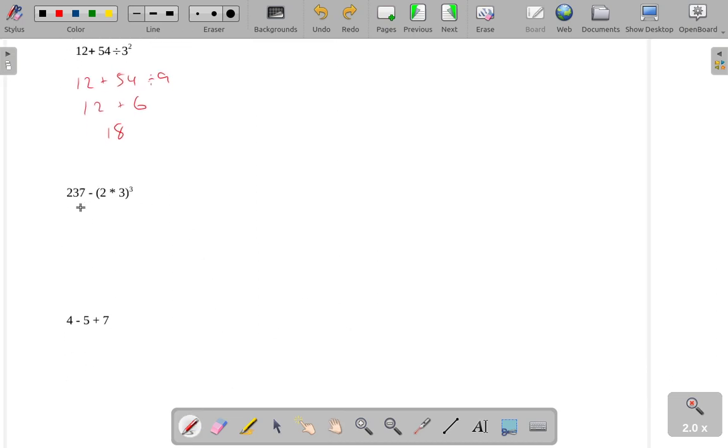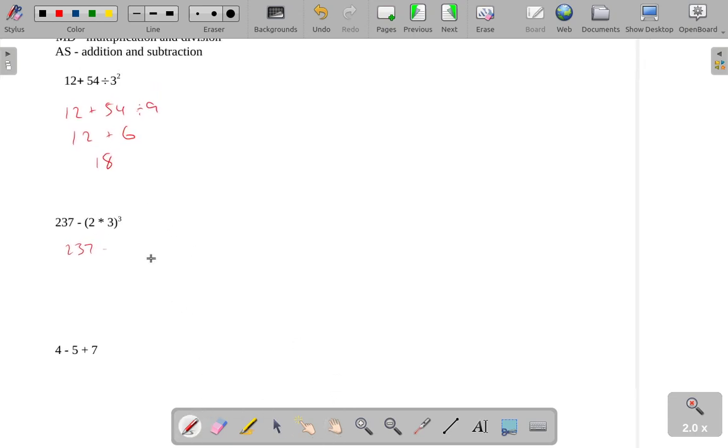Alright, let's see. On this one, we have 237 minus, well, I guess I don't need to rewrite all of this. We have subtraction, we have exponents, and we have multiplication, but the multiplication is in parentheses, and parentheses elevate the priority of anything on the inside. So this multiplication is the thing that will take place first. And 2 times 3 is 6, so we get 237 minus 6 cubed.